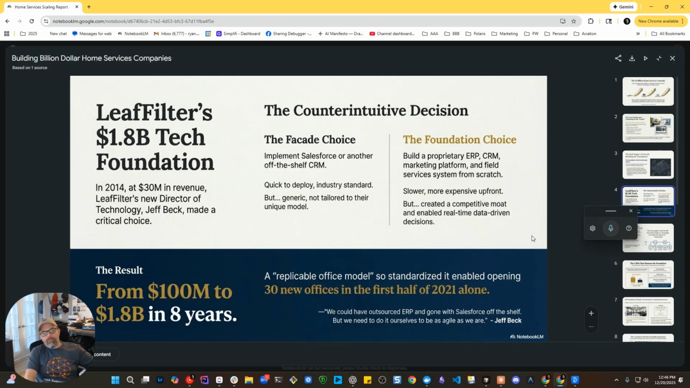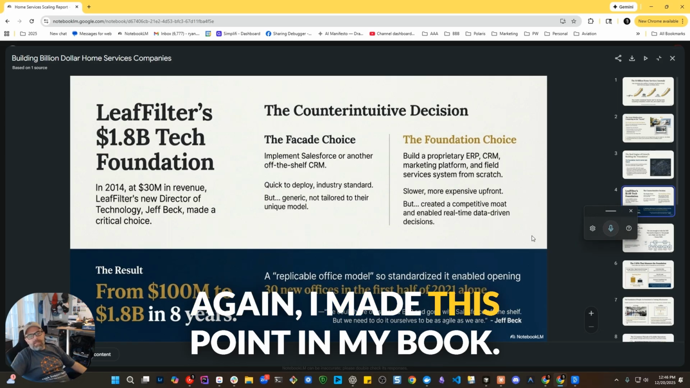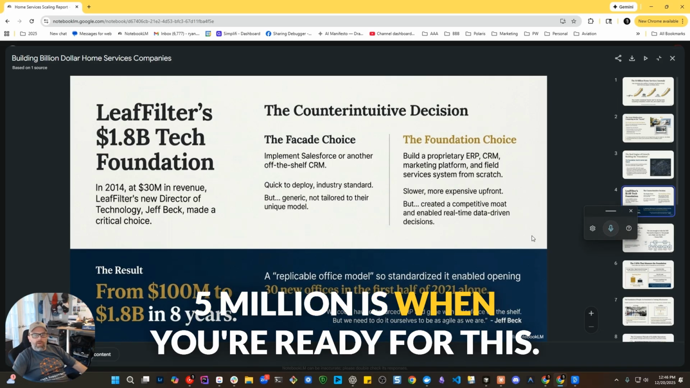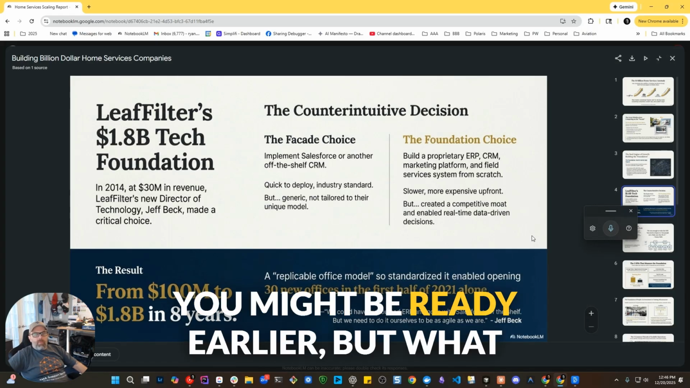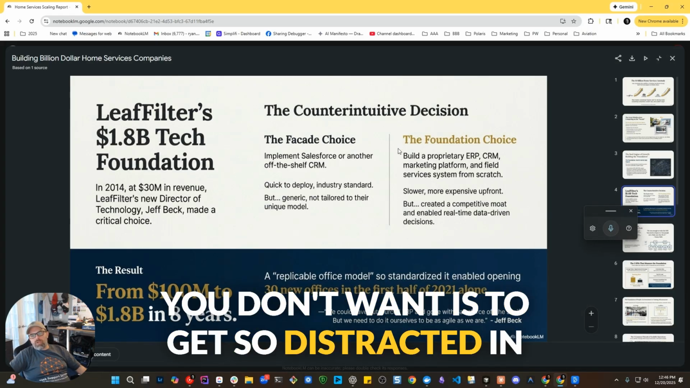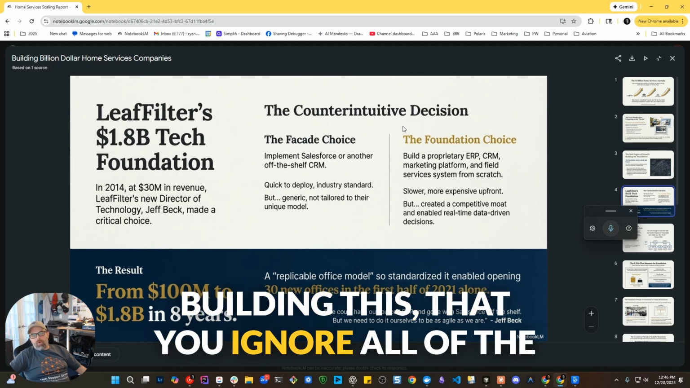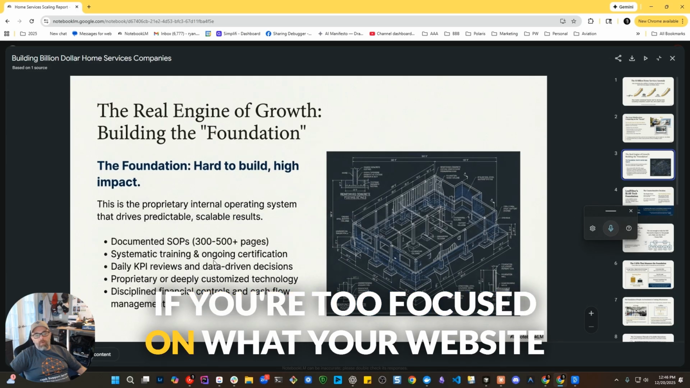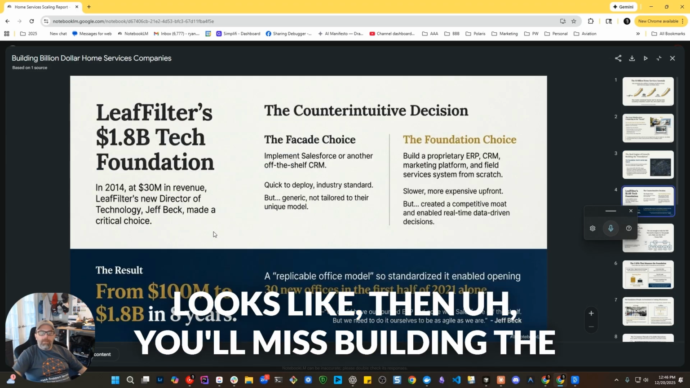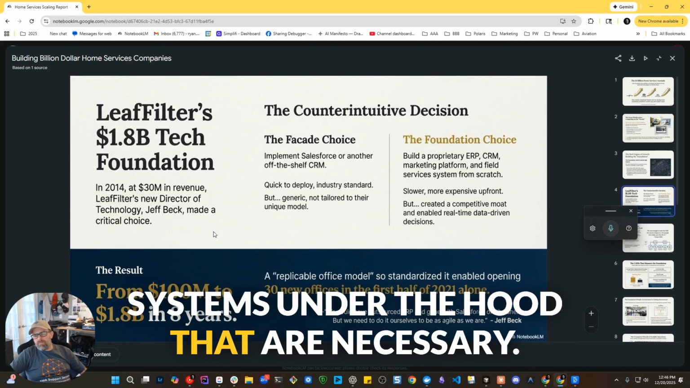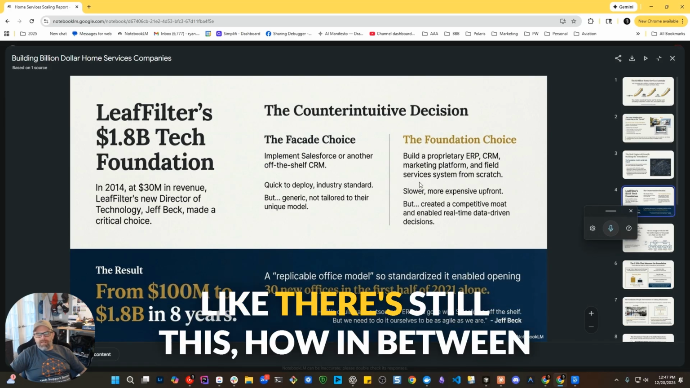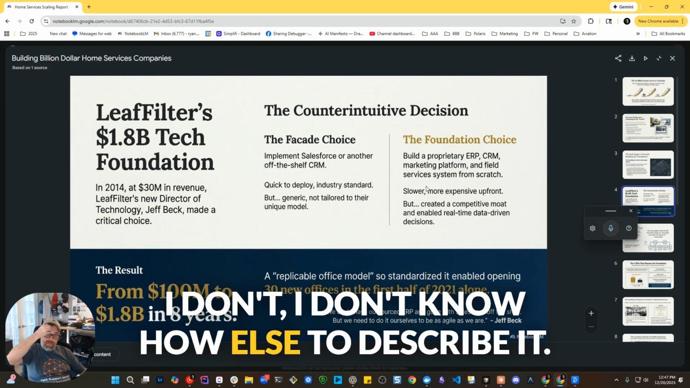Yeah. Again, I made this point in my book. I think I said in the book that it's about 5 million is when you're ready for this. You might be ready earlier, but what you don't want is to get so distracted in building this that you ignore all of the other stuff over here. If you're too focused on what your website looks like, then you'll miss building the systems under the hood that are necessary. The systems are more important than the technology. Like, there's still this how in between these things. I don't know how else to describe it.